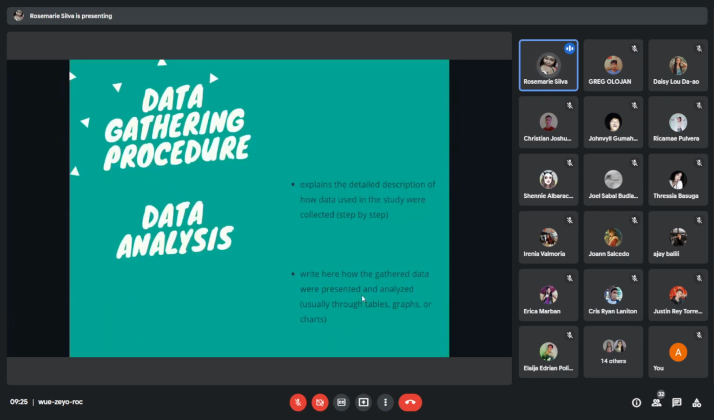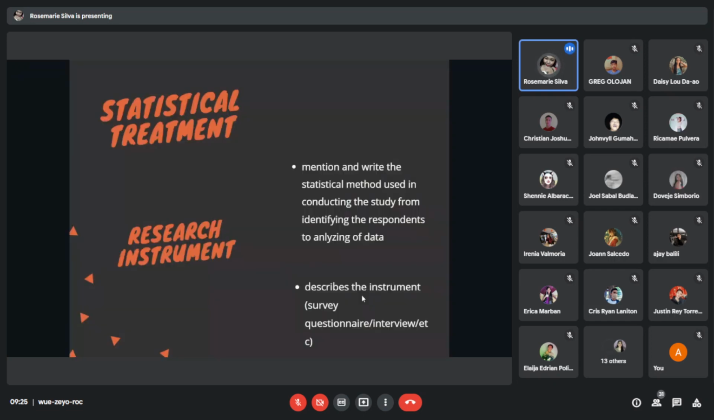Next, data gathering explains the detailed description of how data used in the study were collected. As I said earlier, it should be step by step. Data analysis: how the gathered data will be presented, whether tabular, graphical, or by chart. Statistical treatment mentions and writes the statistical method used in conducting the study, from identifying the respondents to analyzing the data. And then research instrument describes the instrument, whether survey questionnaire, interview, etc.